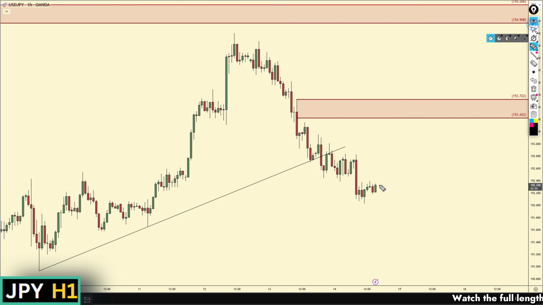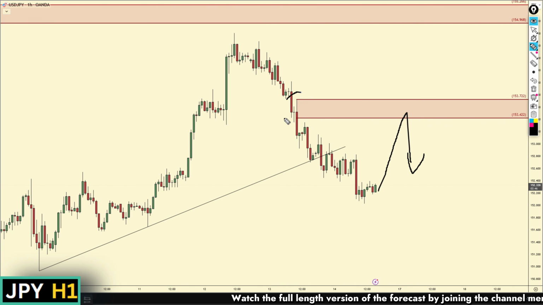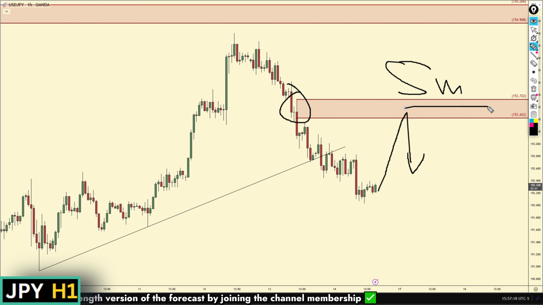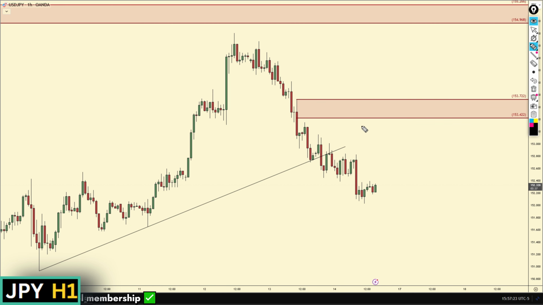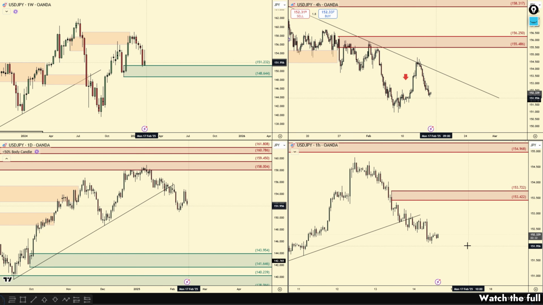There is a 1-hour supply above at 153.42. It is not bad. Not my favorite zone, but it is a supply. We could see a move off of it. It's best to look for a 5-minute time frame confirmation model inside of that supply to just confirm your entry, because again, it's not even a great zone, and like I said, the weekly demand is in control as well. So that is the analysis and the forecast on the USDJPY.